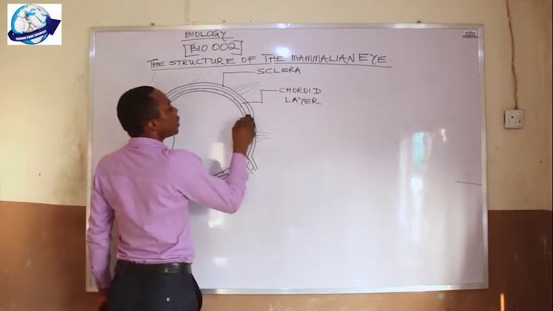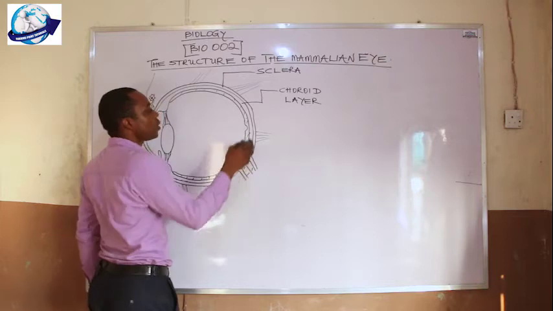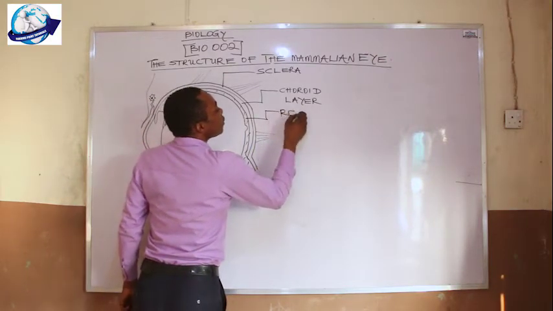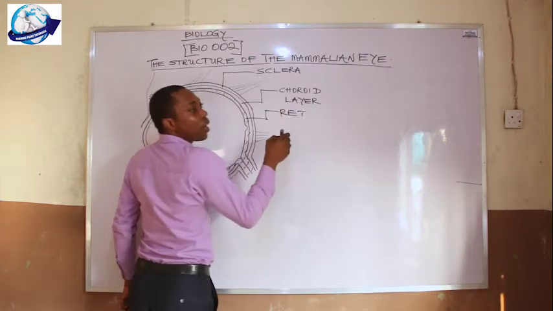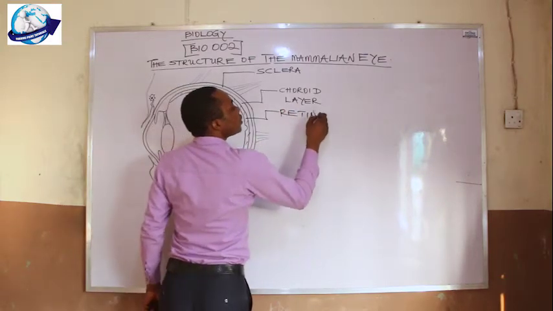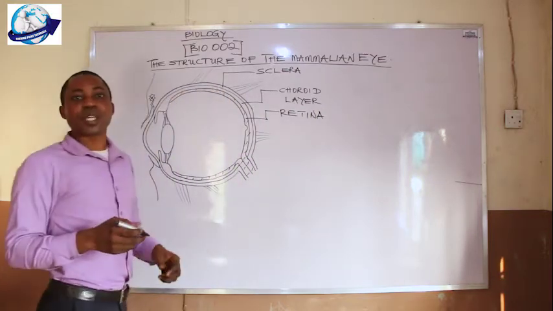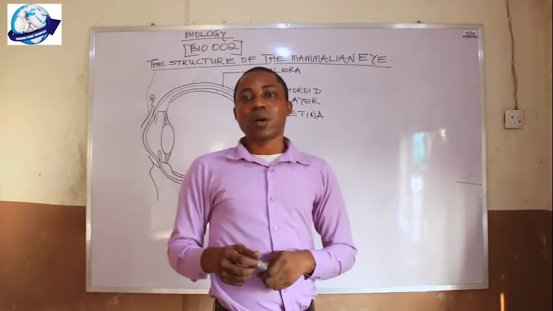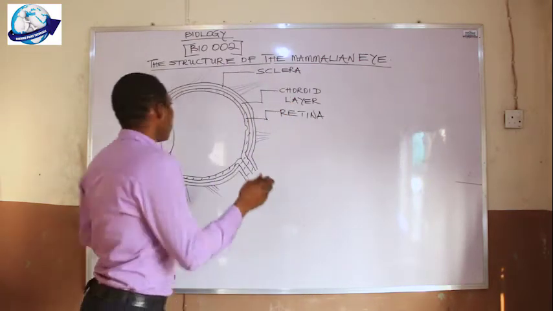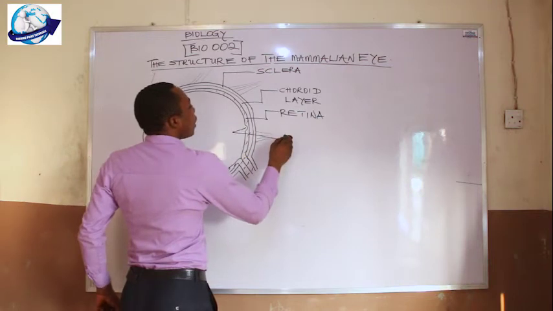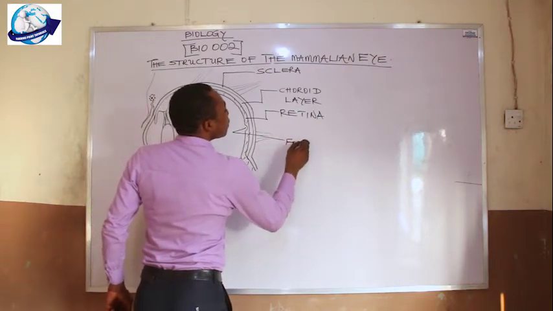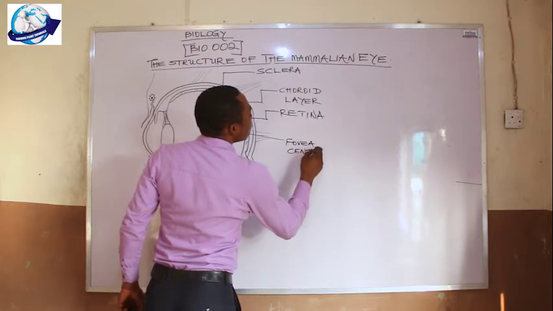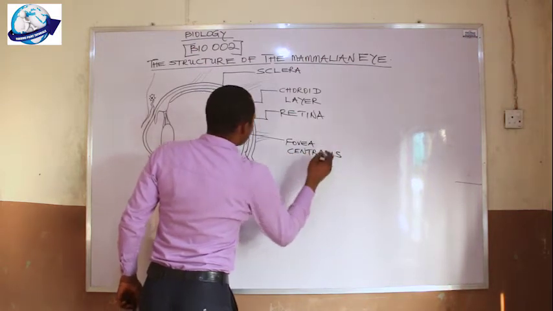The last layer, which is the inner layer of the mammalian eye wall, is the retina, the innermost part of the eye wall. Then on the surface of the retina, there is a depression. That depression is called the fovea centralis, or the yellow spot, which we have listed before.